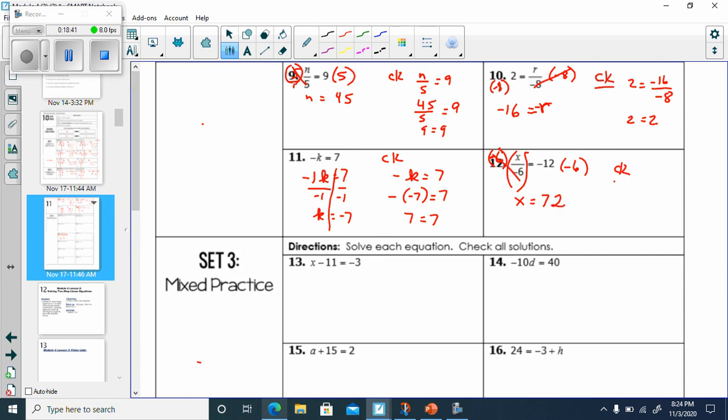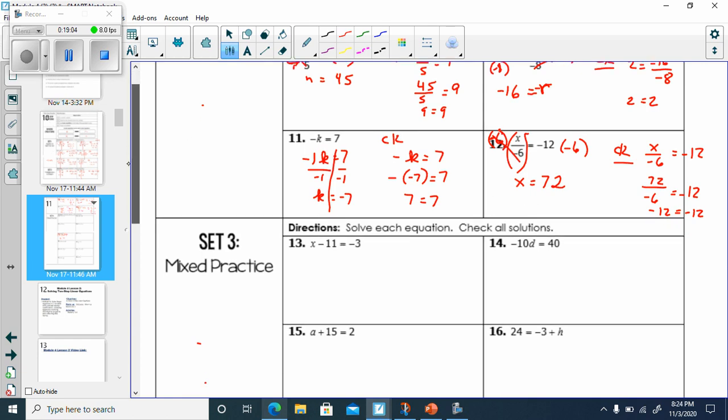To check that, I would plug this in. I've got x divided by negative 6 equals negative 12. Let's substitute the 72 in place there. 72 divided by negative 6 equals negative 12. Negative 12 equals negative 12. This is indeed true. So the solution for x is 72.